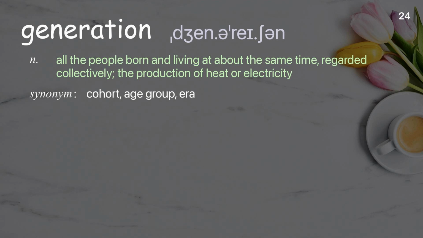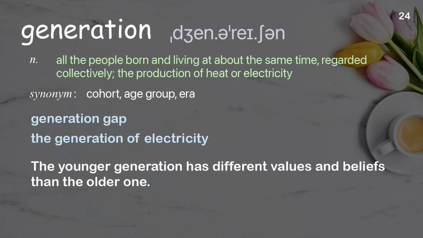Generation. All the people born and living at about the same time, regarded collectively, the production of heat or electricity. Examples: Generation gap, the generation of electricity. The younger generation has different values and beliefs than the older one.